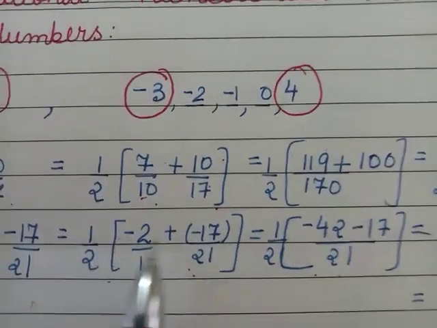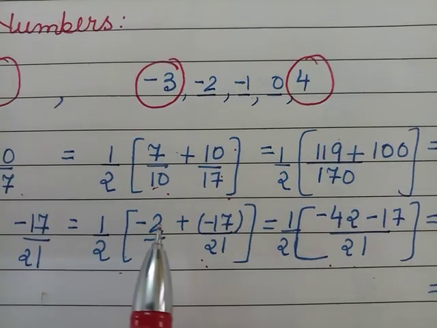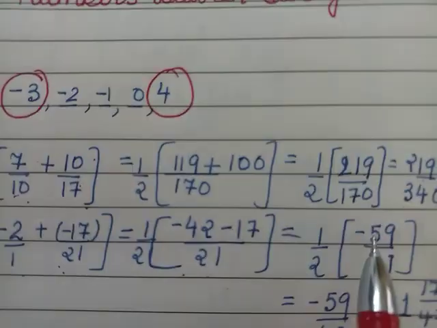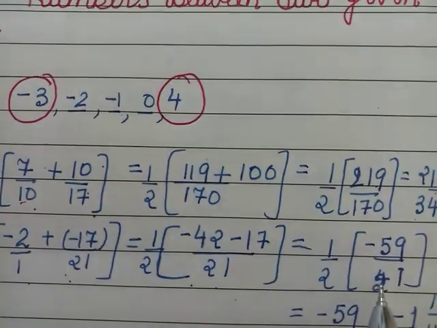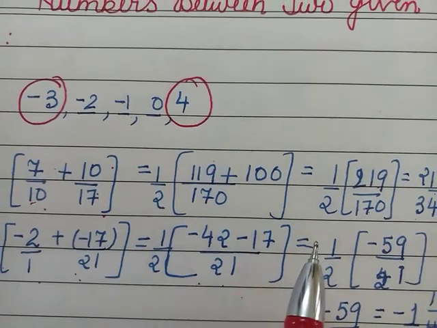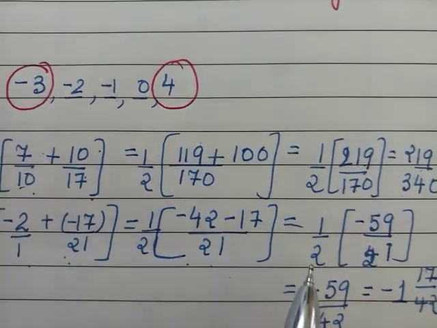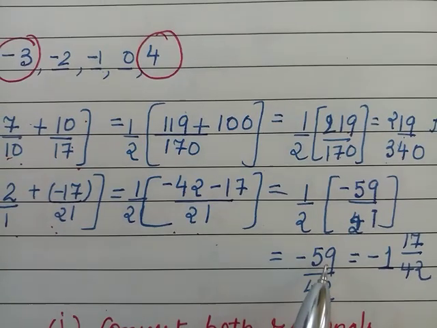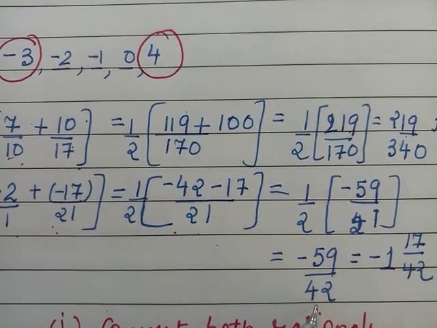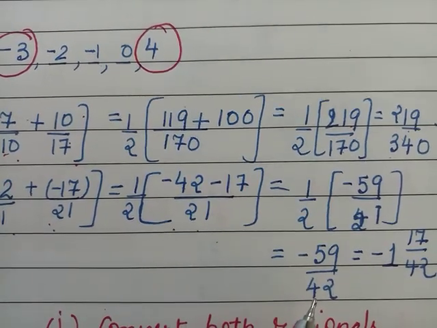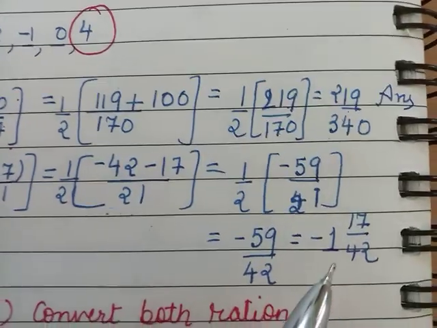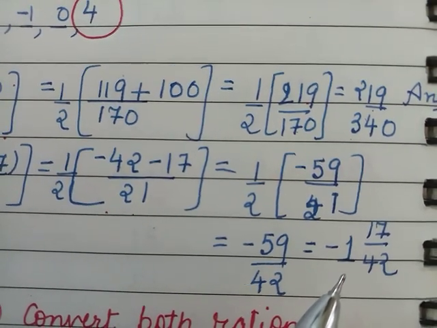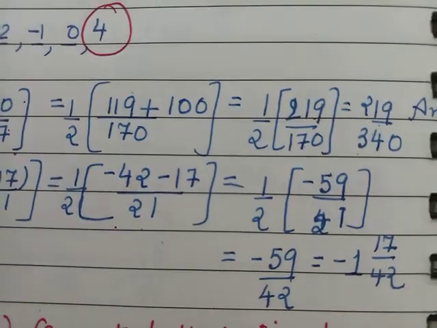This way both the numerators have a negative sign, so we add them. So what does it become? -59 upon 21. As when we are inserting one rational number, we divide the sum by 2, what does the answer become? -59 upon 42. As it is an improper fraction, we convert it into a mixed fraction. So the answer becomes -1 whole 17 by 42.